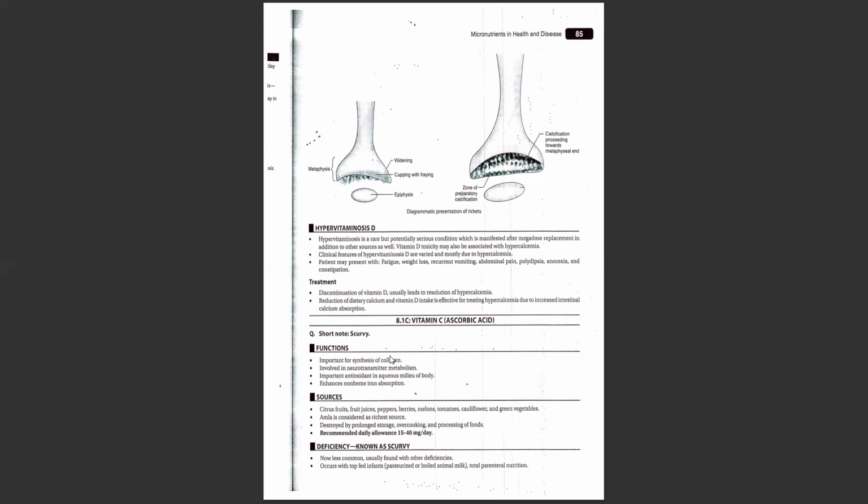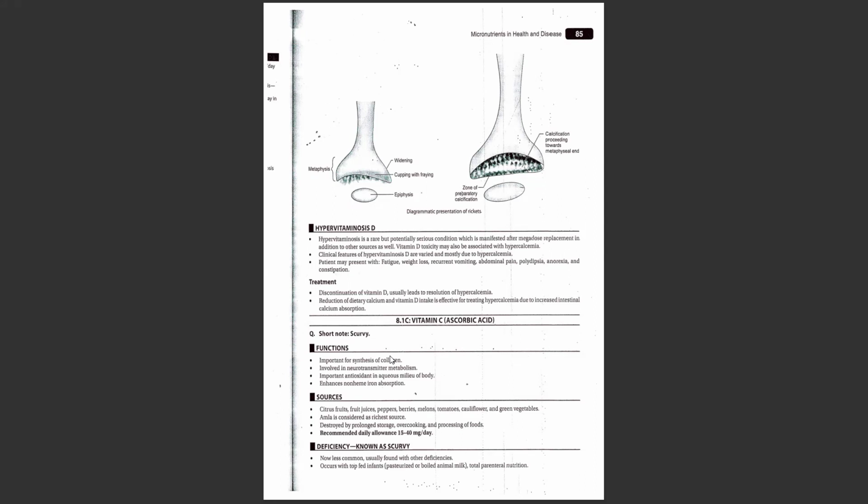The sources of vitamin C are citrus fruits, fruit juices, pepper, berries, melons, tomatoes, cauliflower, and green vegetables. Amla is considered a richer source of vitamin C. Vitamin C is destroyed by prolonged storage, overcooking, and processing of foods. The recommended daily allowance is 15 to 40 milligrams per day. The deficiency of vitamin C is known as scurvy, which is most commonly asked in our university exam.